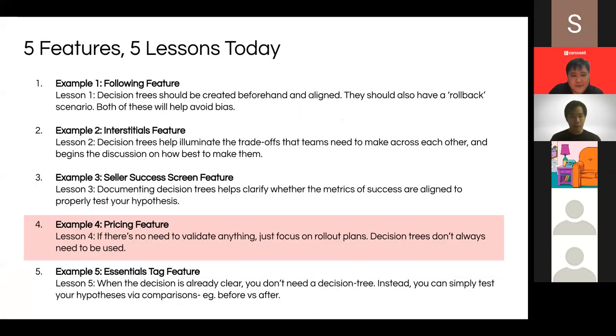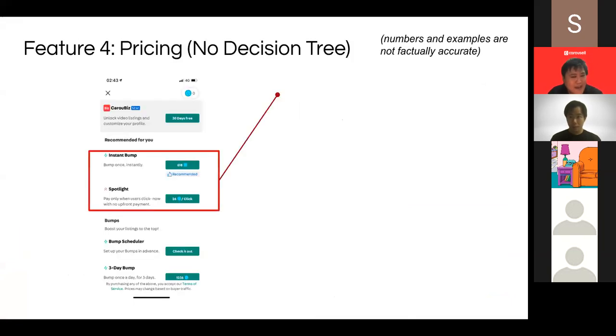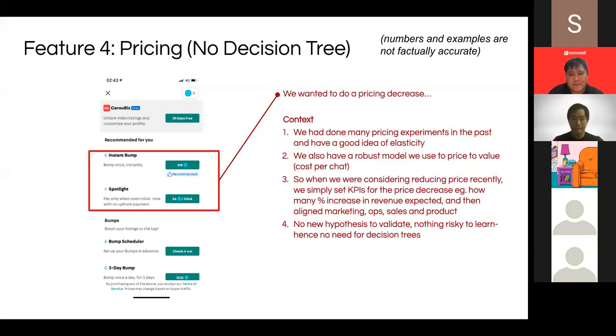Okay, feature four, pricing. Jumping back to the money domain. These last two features and examples are interesting because they're where I advocate not using decision trees. This is the pricing of our monetization products. There's a bump, where your listing goes to the top, and there's spotlight, which is a CPC, cost per click, type of model. You can buy any one of these products. We wanted to do a pricing decrease, which is always a bit of a dangerous realm to go into for a monetization team.